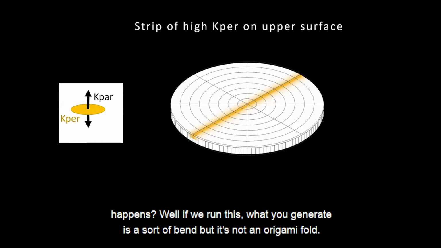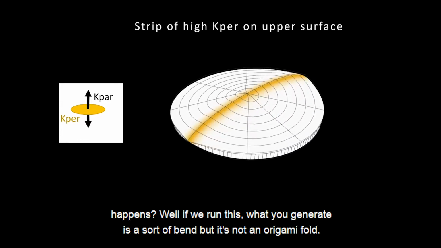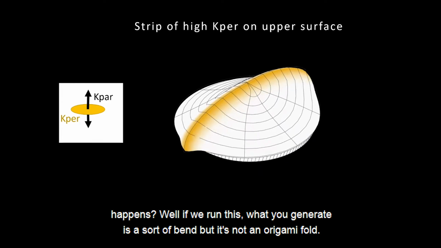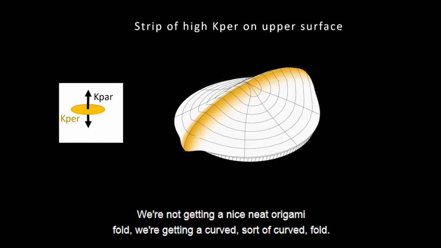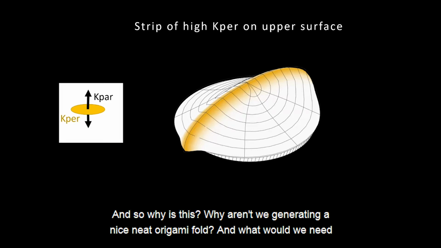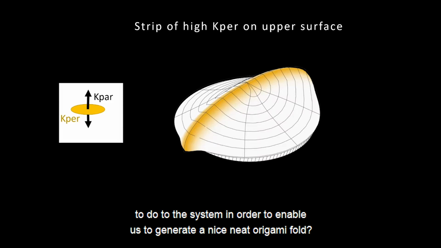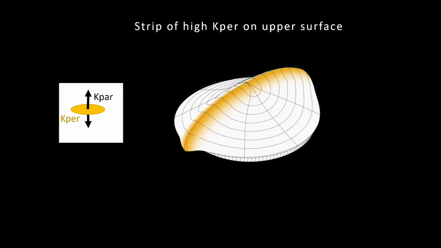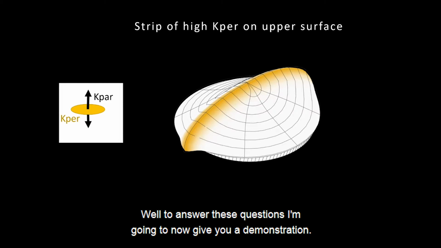Well, if we run this, what you generate is a sort of bend, but it's not an origami fold. All right, we're not getting a nice, neat origami fold. We're getting a sort of curved fold. And so why is this? Why aren't we generating a nice, neat origami fold? And what would we need to do to the system in order to enable us to generate a nice, neat origami fold? Well, to answer these questions, I'm going to now give you a demonstration.